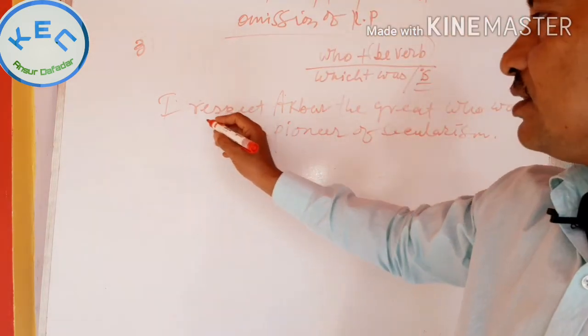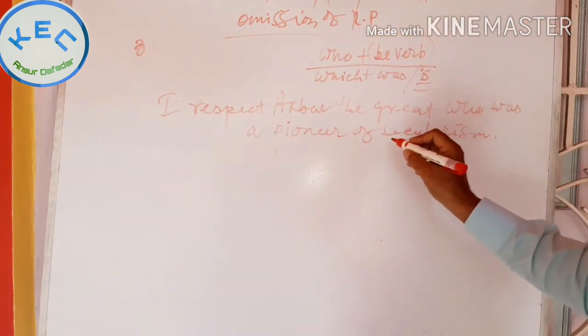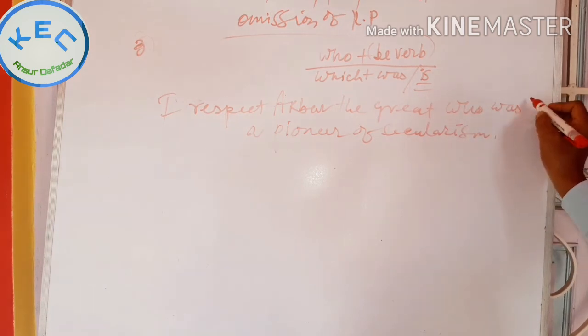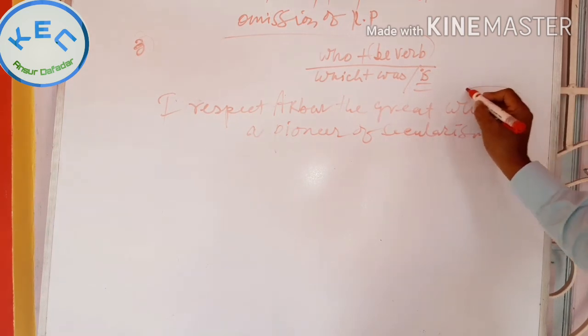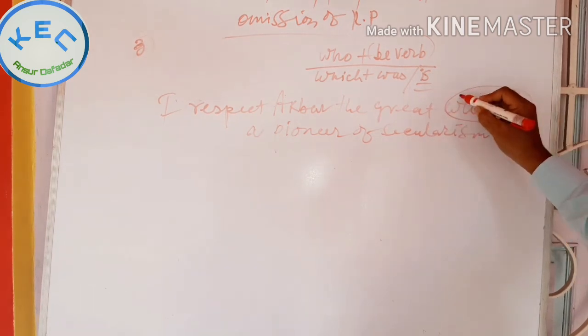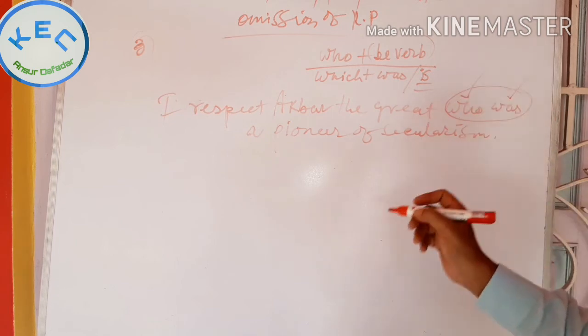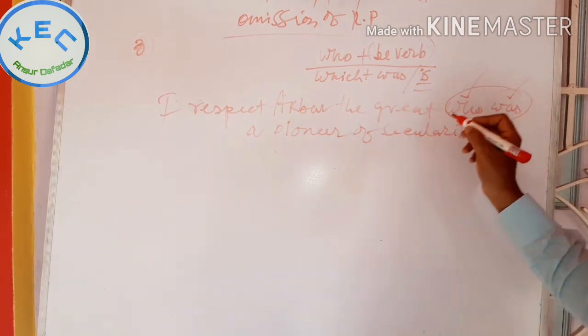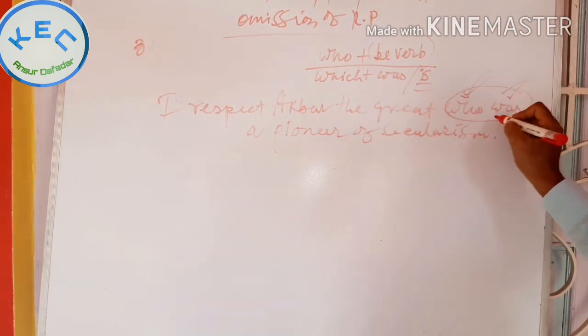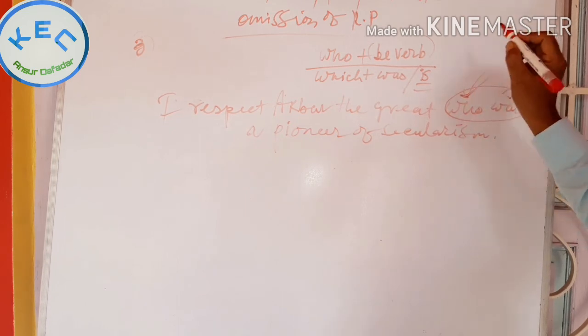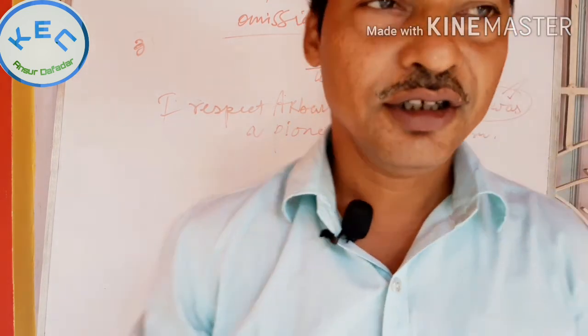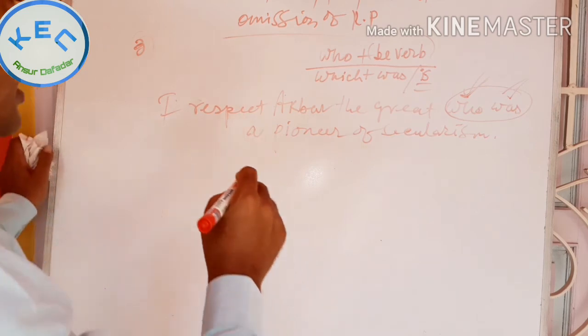In this sentence, we may omit these two, both the relative pronoun and the be verb. Along with the be verb, the relative pronoun will also be omitted, and then the sentence will be rewritten.